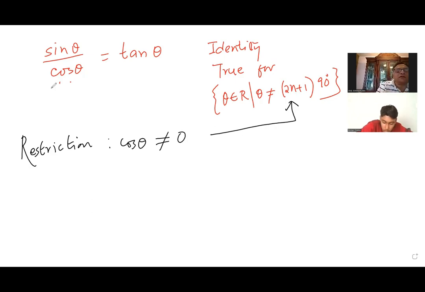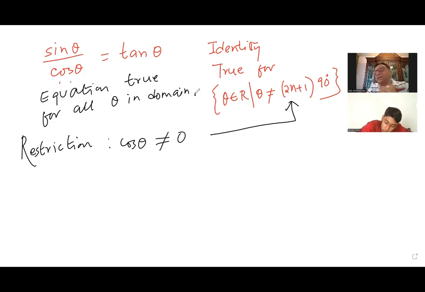Is it okay? So in general, this is an equation which is true for all theta in the domain. Because theta cannot be 0 for sine theta over cos, theta cannot be an odd multiple of 90 degrees for cosine. You understand this? So that is an identity. Now, we'll prove some identities. This is our first identity, which is that the ratio of sine theta and cos theta is tan theta. Make a note of it.